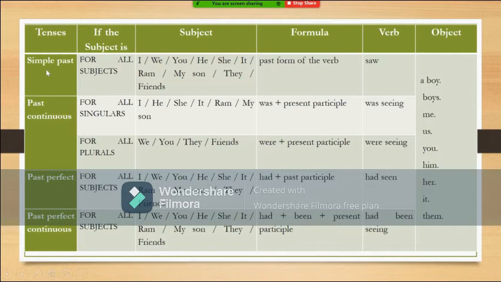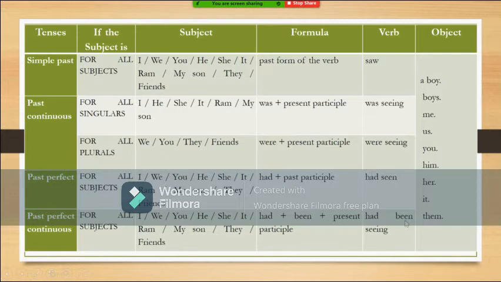In the other two tenses, that means past and past continuous, we use was and were. That is different. For perfect tenses, especially in past perfect, we use had. Had indicates past. Seen, the past participle, indicates perfect tense. So, on seeing the verb itself, we can say what the tense is: had indicates past, seen indicates perfect tense. Next one is past perfect continuous. For past, we have had.